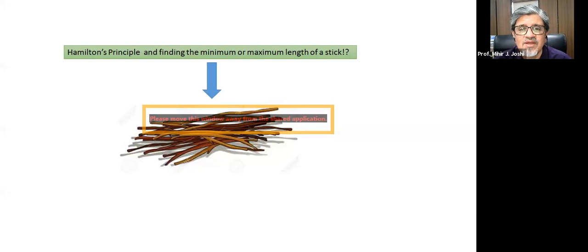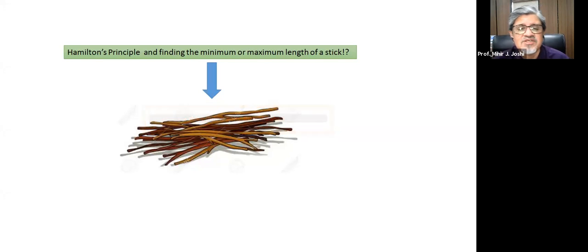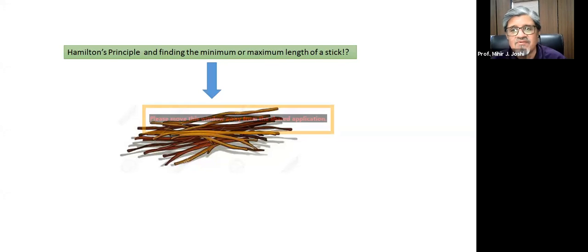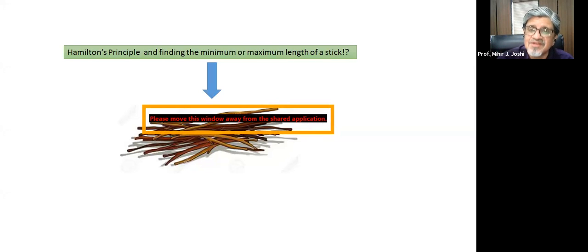The shortest one, you cannot compare with any other stick, because if you compare with another one, a difference is still there. So if you compare the shortest stick with itself, then the difference is zero. But if you compare the shortest stick with another stick, a difference will come. So the difference becomes zero when the shortest stick is compared with itself, and that indicates that we have reached the shortest stick.